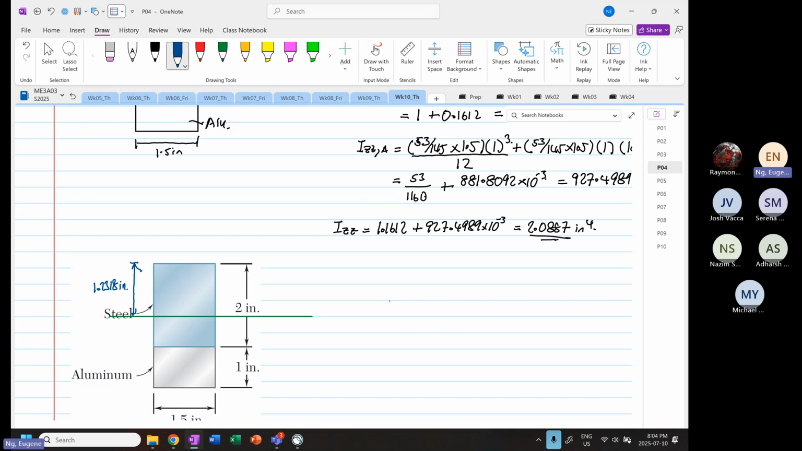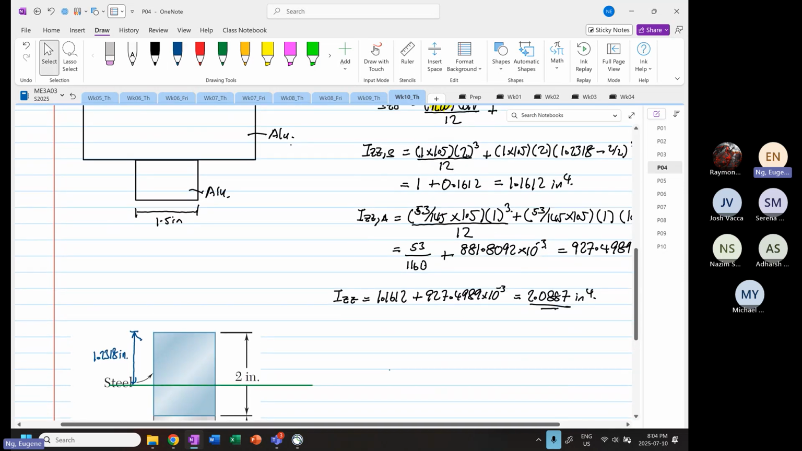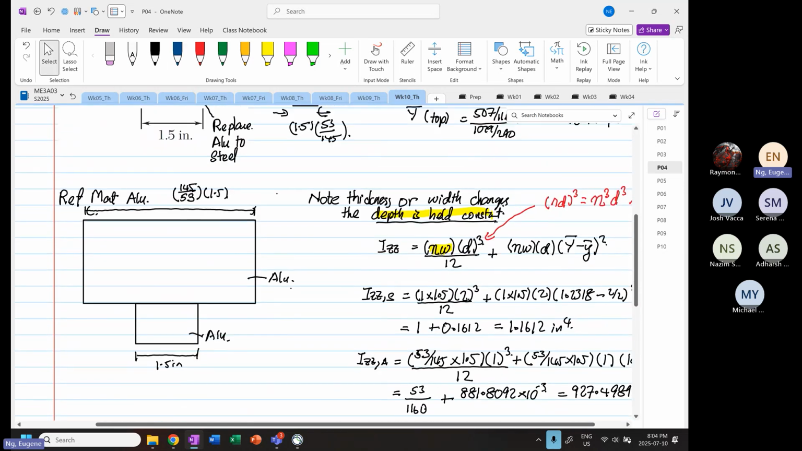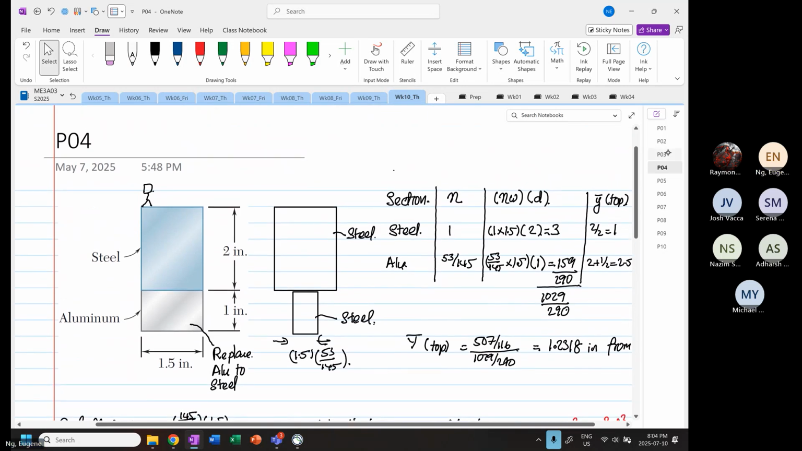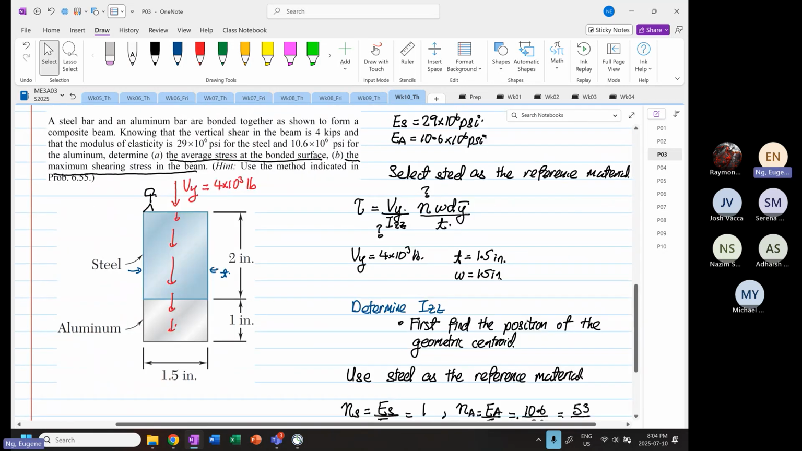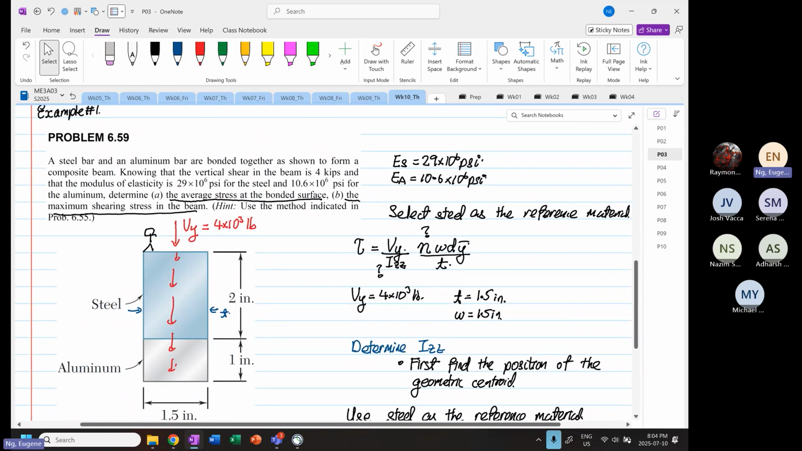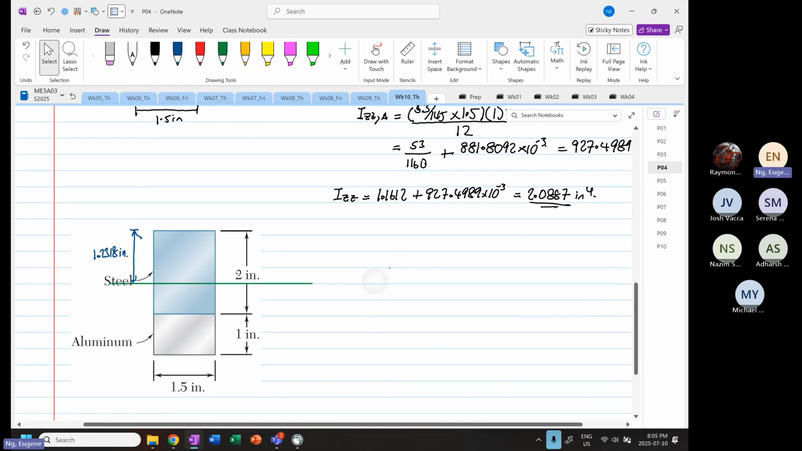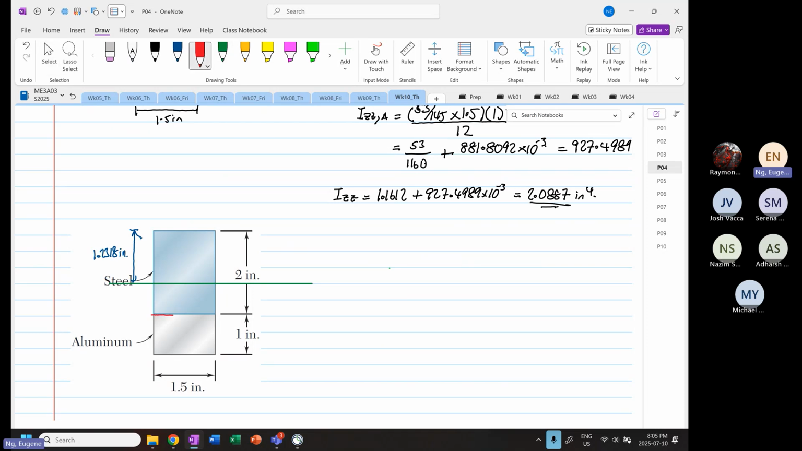So let's see what they want us to find. They want us to find the average stress at the bonded surface. Okay. So we're going to use the bonded stress at the surface, right? So we want to determine this red line over here.